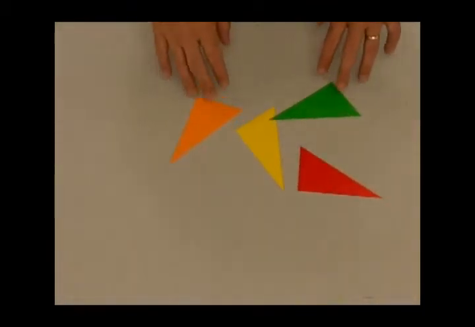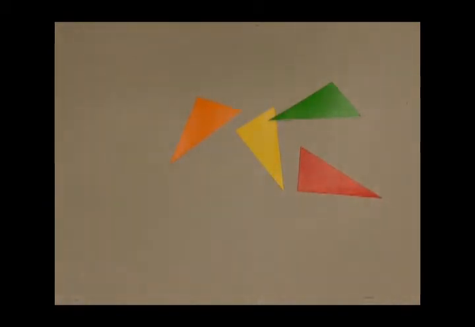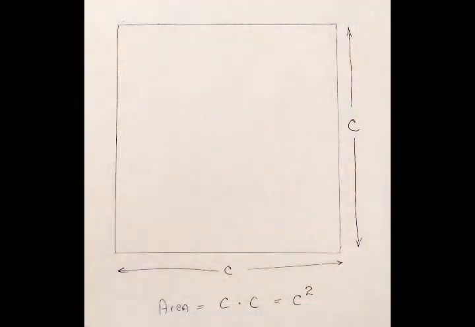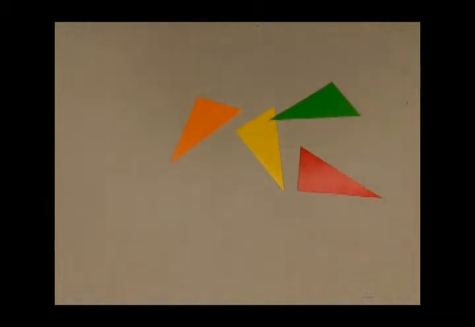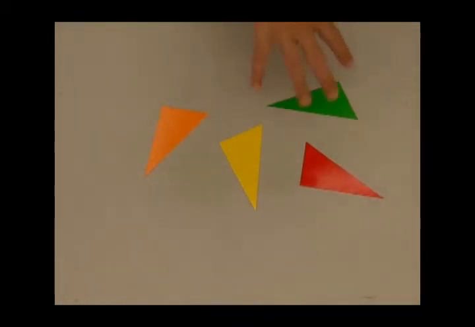If we want to use our little visual aids here, and I've got a few more triangles to use, we want to make a square where the dimensions of the square are C. So each side of the square would have length C. That would give us an area of C squared. So the area of the geometric figures we use to create that would be C squared. So how can I arrange my triangles into an area of C squared?